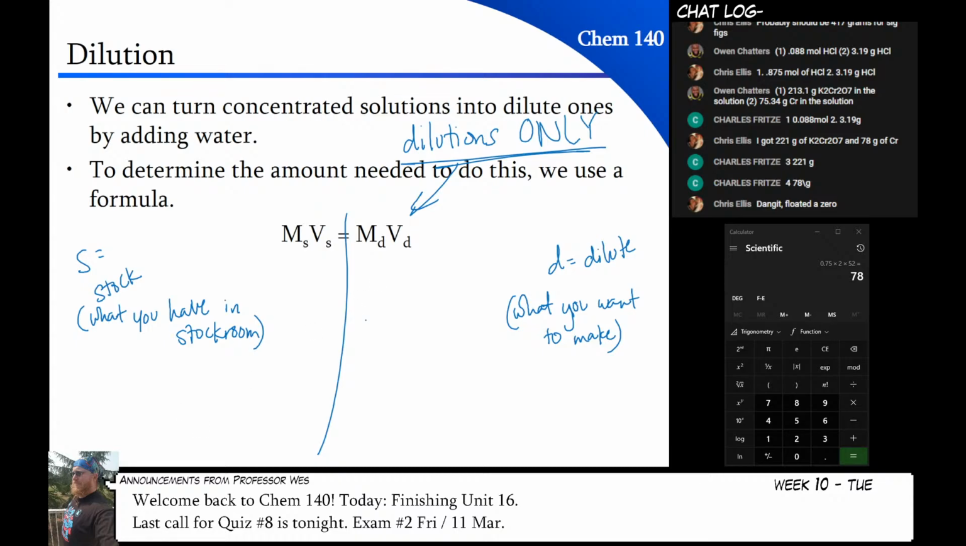M is molarity and V is volume, and generally speaking, these three numbers are fixed. This one is just on the stock bottle. And then these two are of your choosing. So that means that most of the time you'll be solving for this variable using this expression.